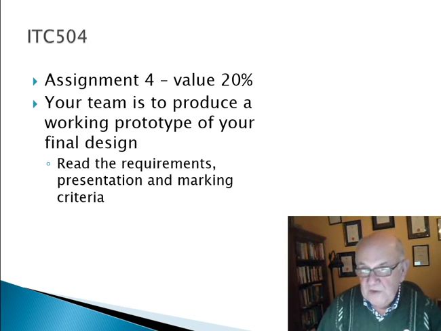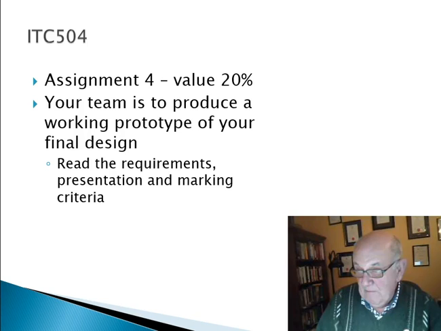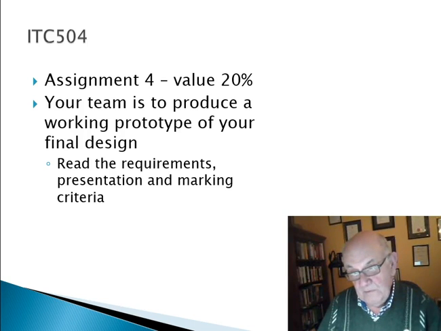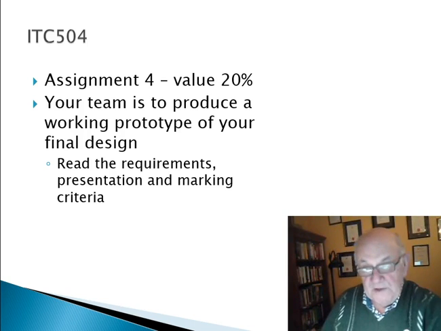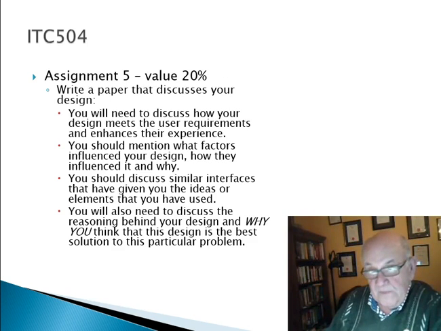Assignment 4 is where your team now produces a working prototype. But what you've got to do is take all those usability comments that come back from assignment 3, which will be given to you, and incorporate those into your design and show how they've been incorporated. Right? So that's got to be reflected in the design. We've looked at the usability requirements, the usability recommendations, and we've incorporated this into the design. And you have to show that, so you show how it all works.